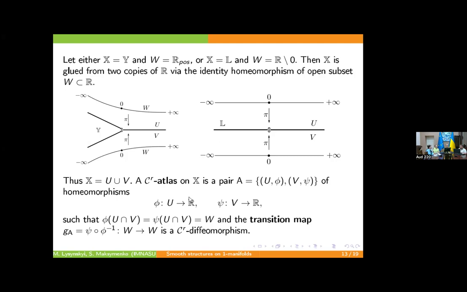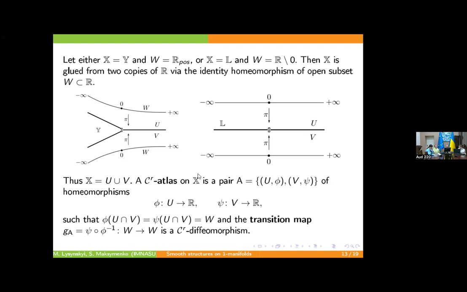Well, and here are examples. This is almost the same as what I talked about. We just see that these two manifolds have an atlas consisting of two open sets, U and V. And now what actually is inside this theorem? If this atlas is C^k, then we have a transition map, a diffeomorphism from the intersection to the intersection. For the letter Y, this is a diffeomorphism of the positive real numbers, and for the letter L, it is a diffeomorphism of the non-zero numbers.